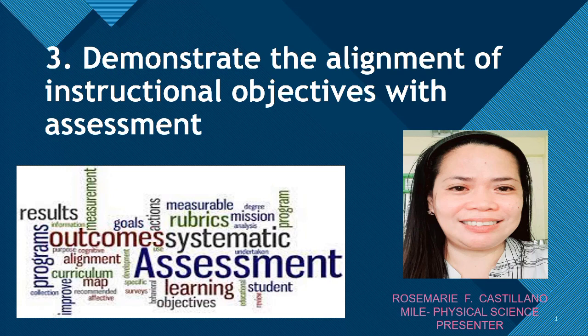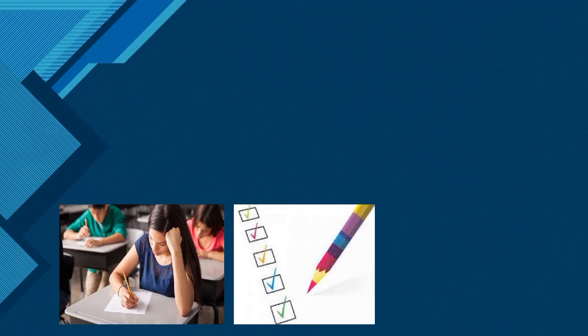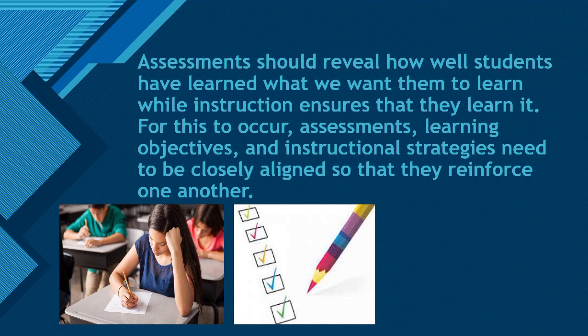Question number 3, and that is to demonstrate the alignment of instructional objectives with assessment. Assessment should reveal how well students have learned what we want them to learn, while instruction ensures that they learn it. For this to occur, assessments, learning objectives, and instructional strategies need to be closely aligned so that they reinforce one another.